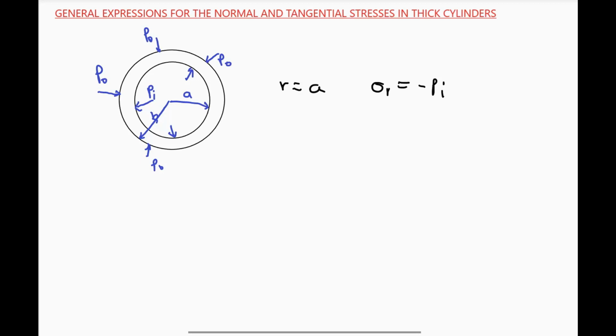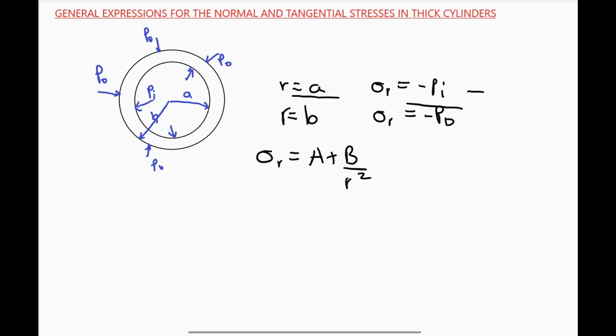The radial stress is the negative of the pressure. So at r equals b, I have my radial stress equal to negative P0. So my Lamé's equation in terms of radial stress is sigma r equals A plus B over r squared. So substituting my first terms here, at r equals a, radial stress is equal to negative Pi, I have it as that.